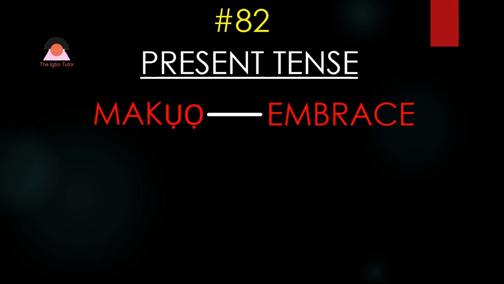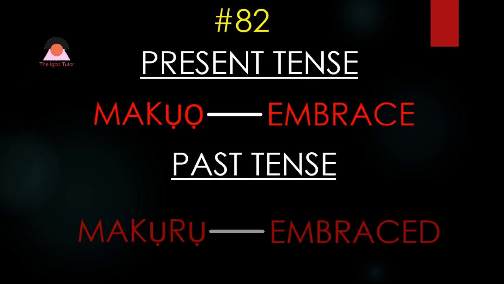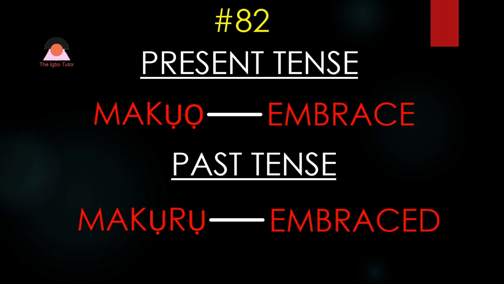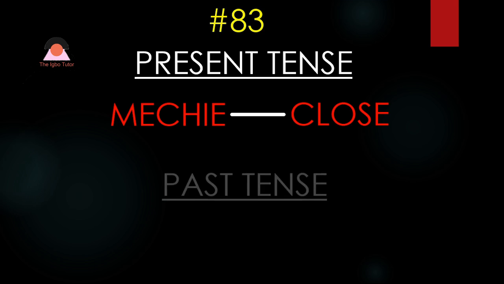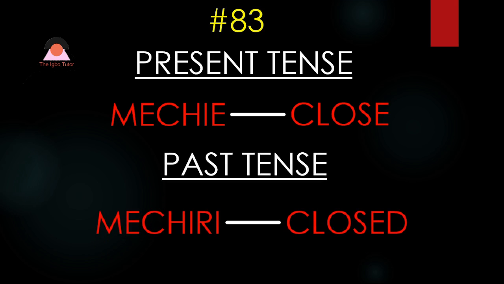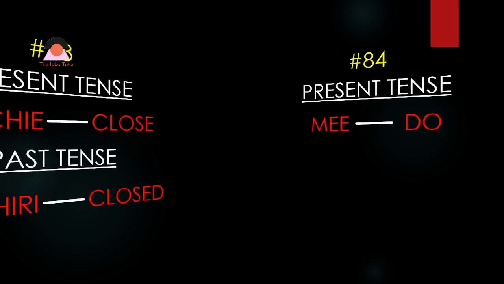Let's go. 82. The word is makwo, meaning embrace. The past tense of makwo is what? Makoro, embraced. Let's go to 83. The word is mechie, meaning close. Buchie is cover, while mechie is close. Don't mix the two up. Let's go to the past tense of mechie. It is mechiri, which means closed.